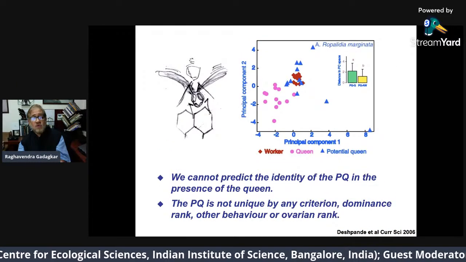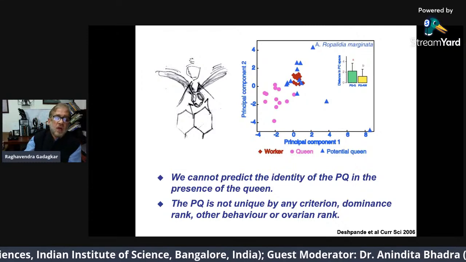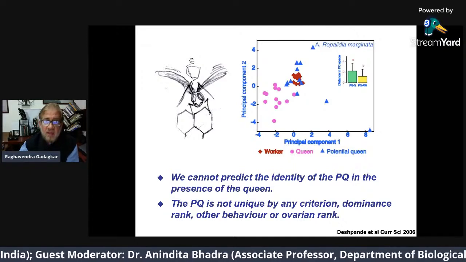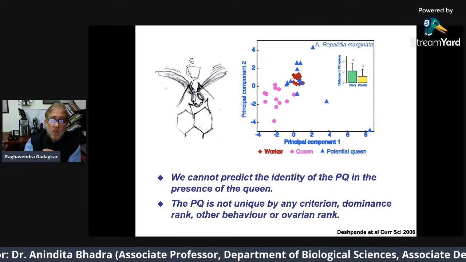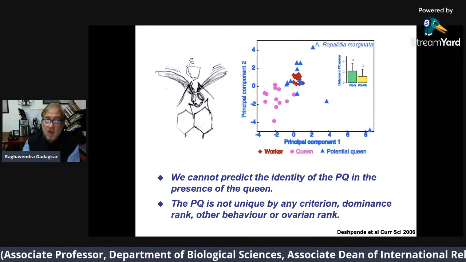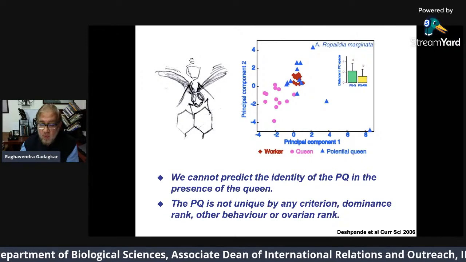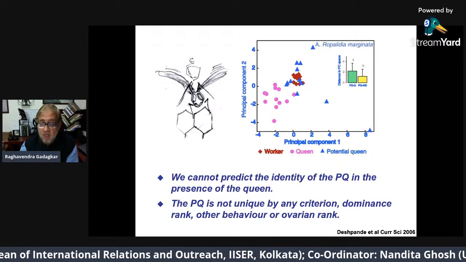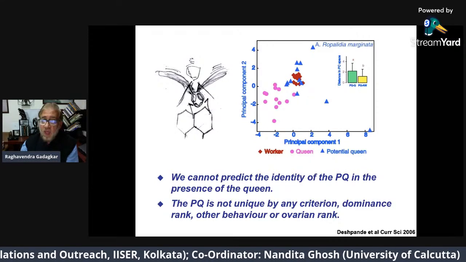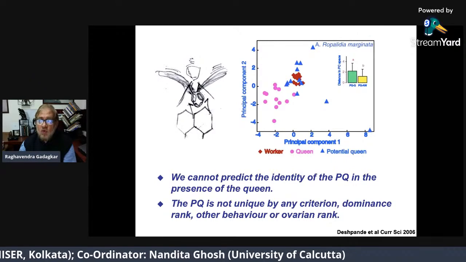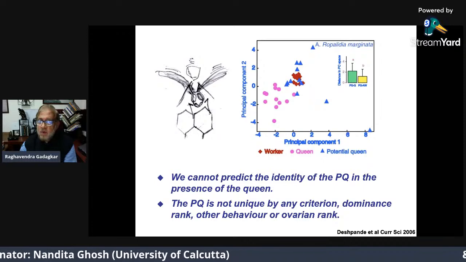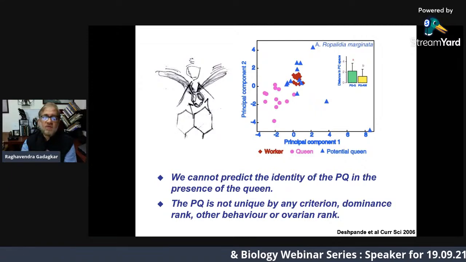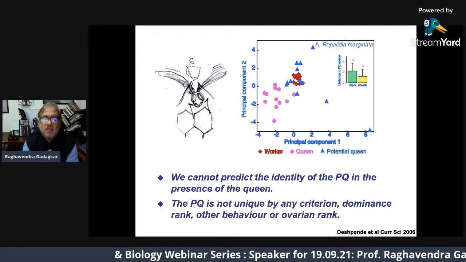This, of course, raises the question of who this worker is. The one which becomes the potential queen, can we identify her beforehand? Now, it turns out that it is very difficult to identify her beforehand. In the presence of the queen, she is cryptic. We cannot make her out. She looks and behaves like any other worker. We cannot predict the identity of the potential queen in the presence of the queen because she is not unique by any criterion. She is not the most dominant worker. She is not unique in any other behavior. She doesn't have any specially developed ovaries. And if you study the behavior in detail, you will find that the potential queens are indistinguishable from workers. Queens can be distinguished by behavior, but not potential queens. So this has been one of the greatest mysteries in our research, how to identify the potential queen beforehand.